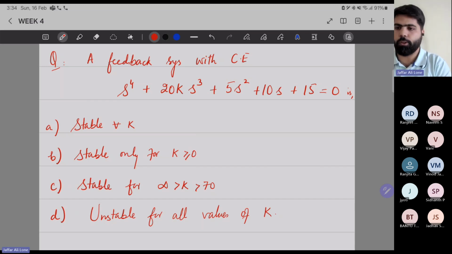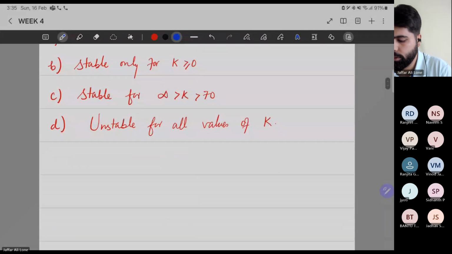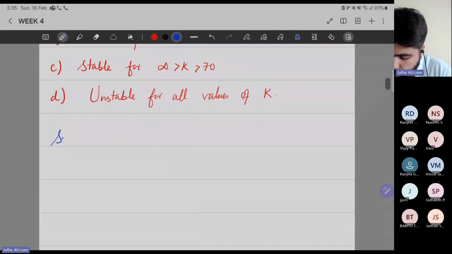Right? So try solving this question. So you're given a feedback system with a characteristic equation. So the characteristic equation is given. You have to find whether the system is stable or unstable, or stable with what range of K. So you have to check that. If anybody solves it, please raise your hand. I'll also try to solve it.